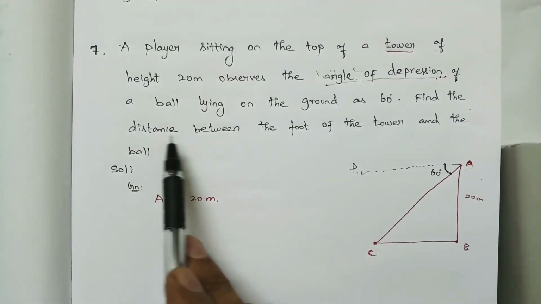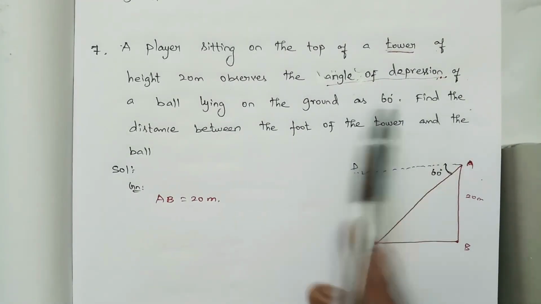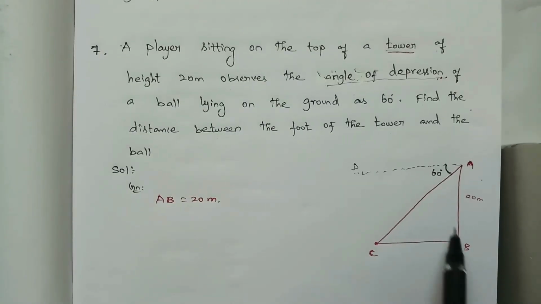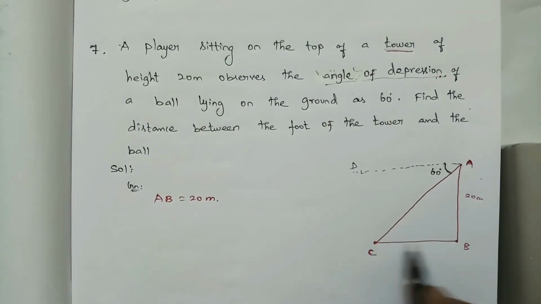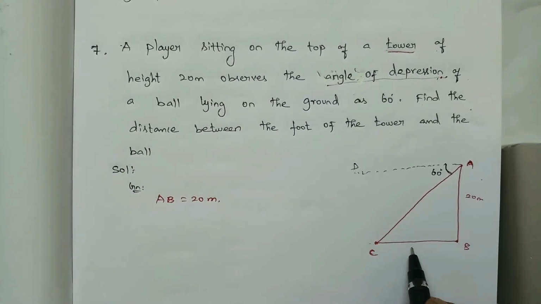Find the distance between the foot of the tower and the ball. The foot of the tower is B and the ball is C. So we have to find the distance between the point B to C. So this only we want to find.